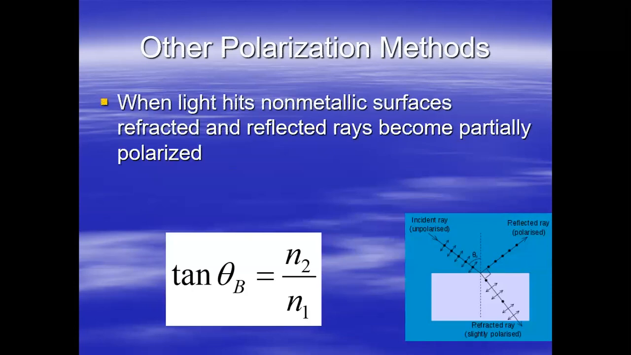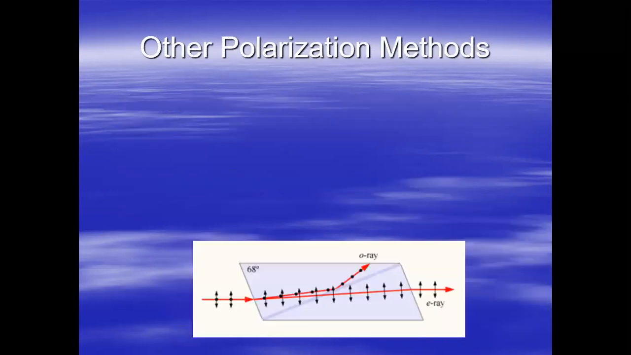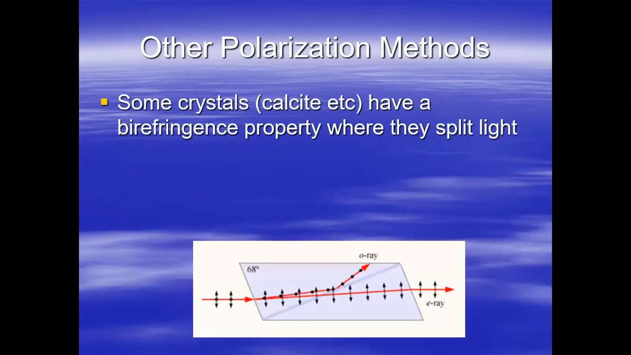There's other ways you can polarize light. You can polarize it through reflection using something called Brewster's angle, where you have a surface like water or glass or something. You can partially polarize light doing that. Another way you can polarize light is through double refraction, which is like a calcite crystal has a property called birefringence, where it splits light up into two rays and they're both polarized, which is a useful way to polarize light.